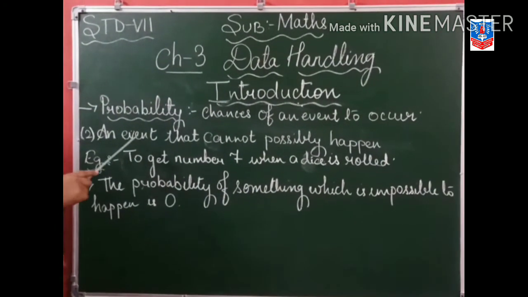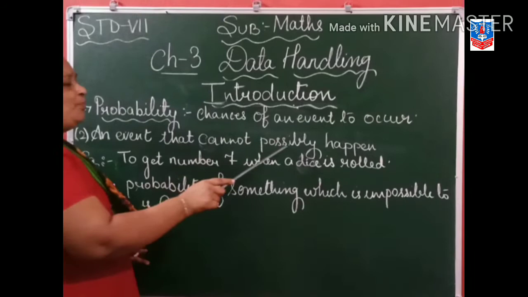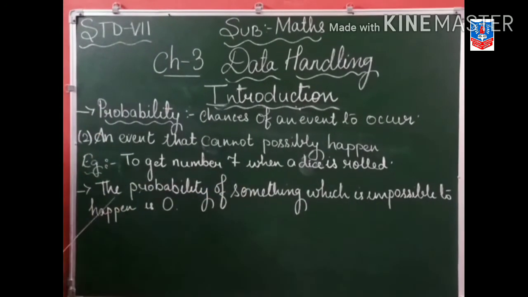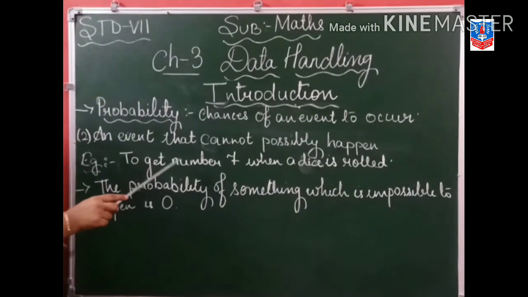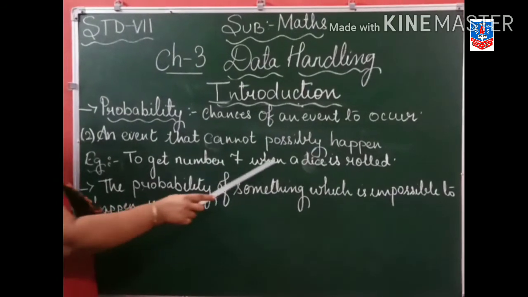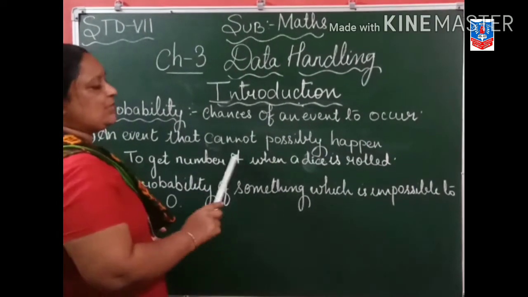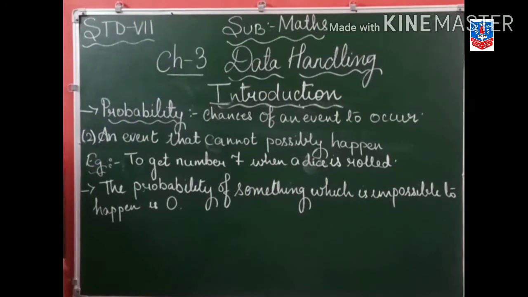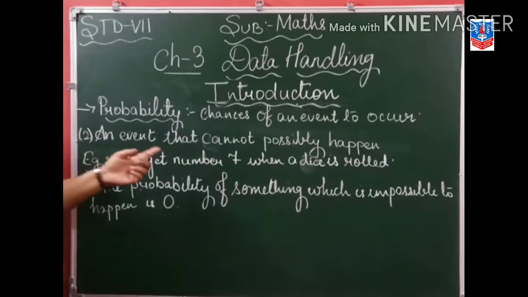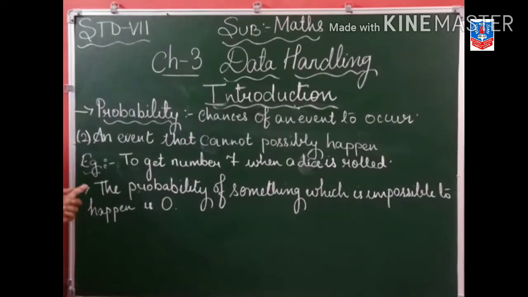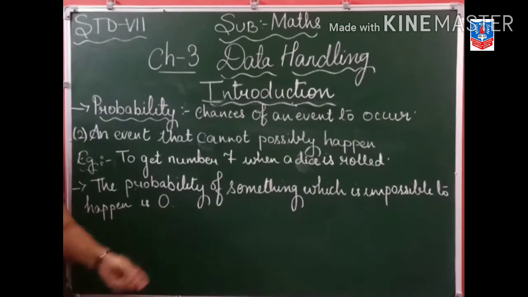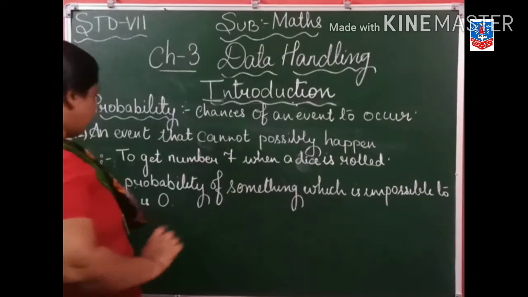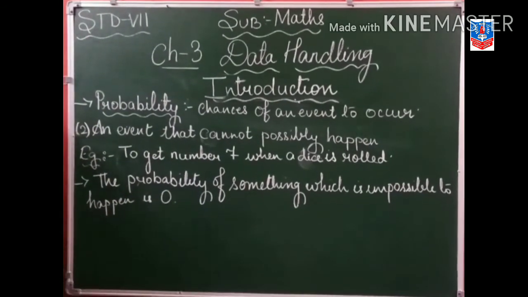Second is an event that cannot possibly happen. Now see, for example, to get number 7 when a dice is rolled. This is impossible because we all know a dice has only 6 numbers. So to get number 7 is impossible. The probability of something which is impossible to happen is 0.